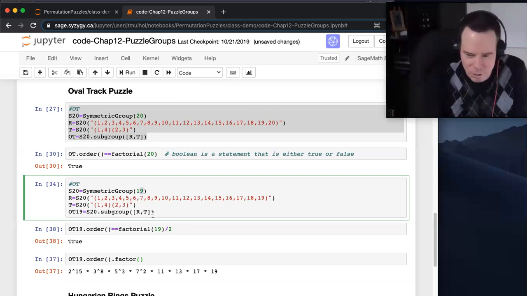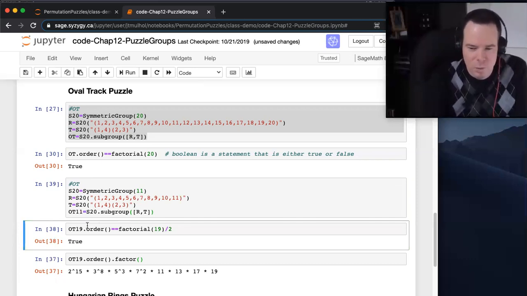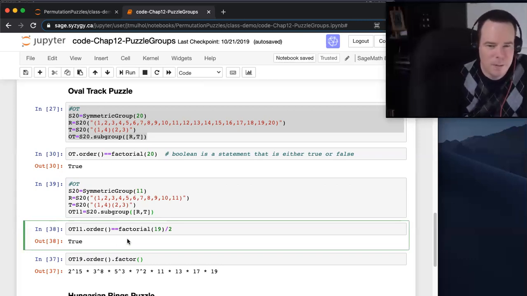You could say, for example, if I made this 11, so we had an oval track puzzle with only 11 tiles on it, and I'll change this to OT11, and I enter that. What would be the question I'd want to ask? How big is the oval track on 11 pieces? I'd like to know if all permutations are possible.